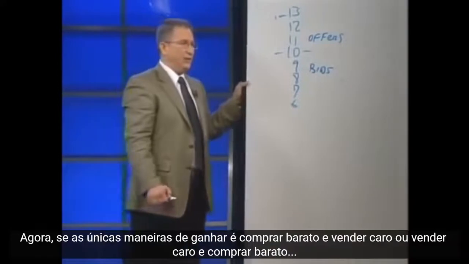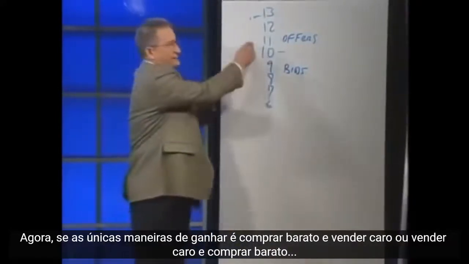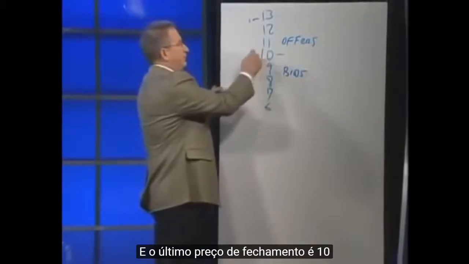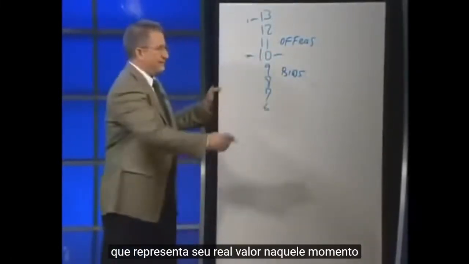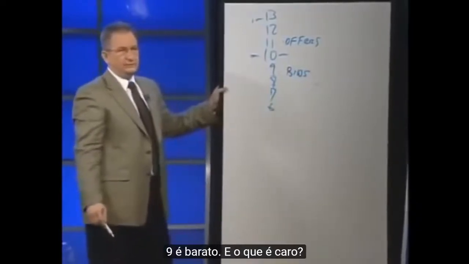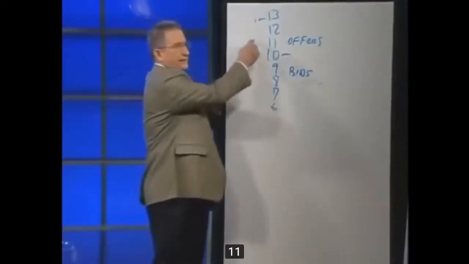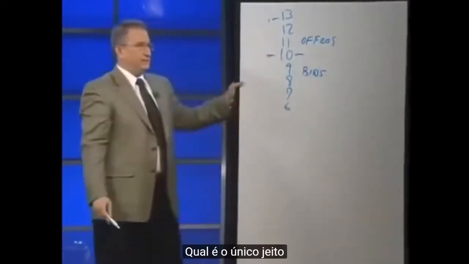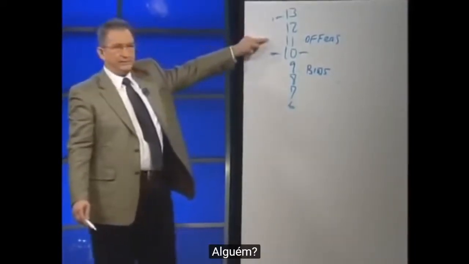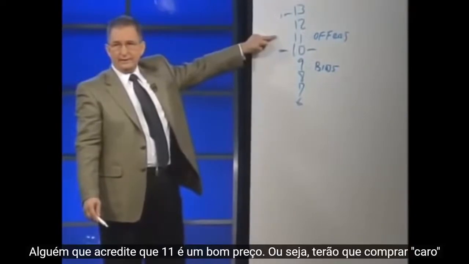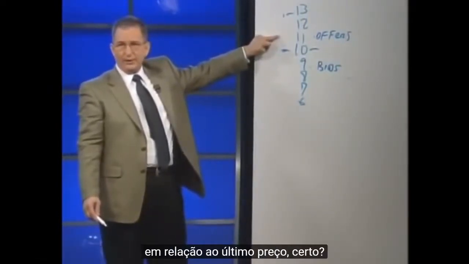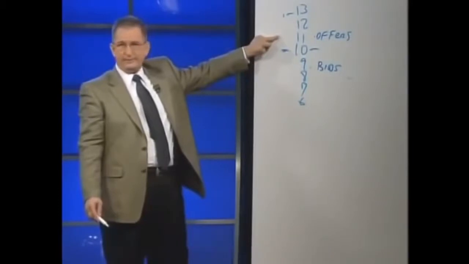Now, if the only way that you can make money is to buy low and sell high, or sell high and buy low, and the last posted price is 10, which represents the value at that moment, then what's low? 9 is low, and what's high? 11. What's the only way that it can get to 11? Somebody thinks 11 is a good price, meaning that they have to buy high relative to the last price, right?